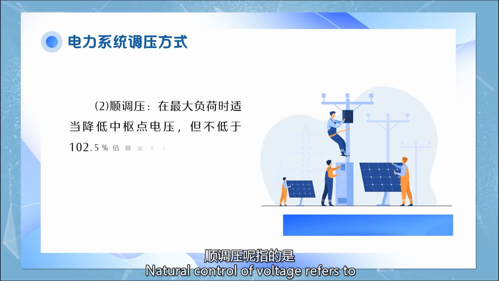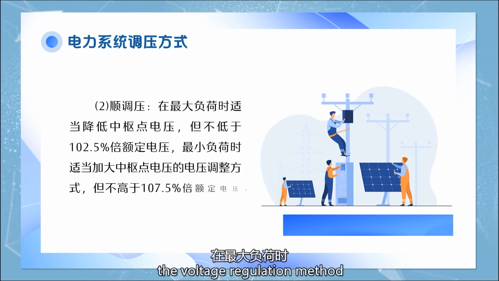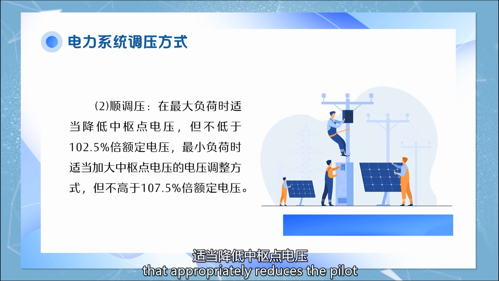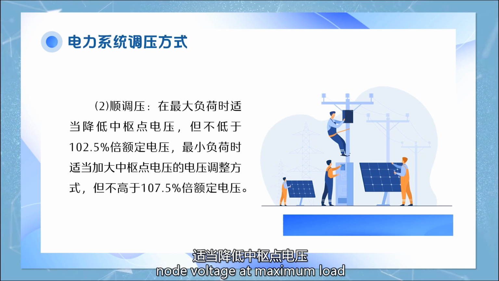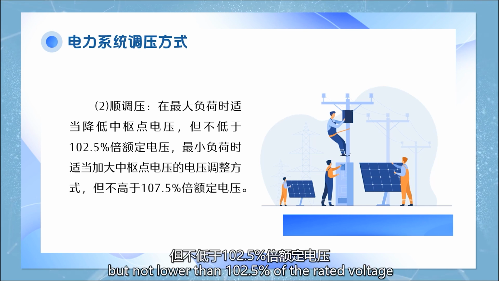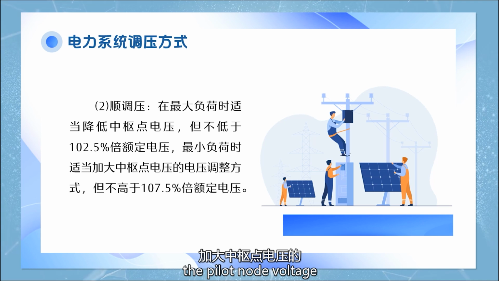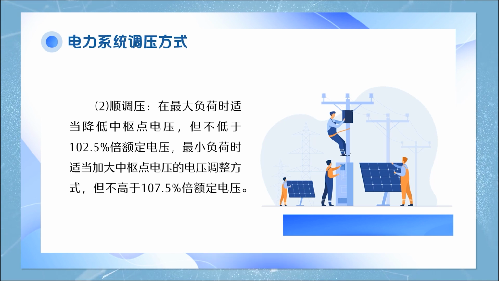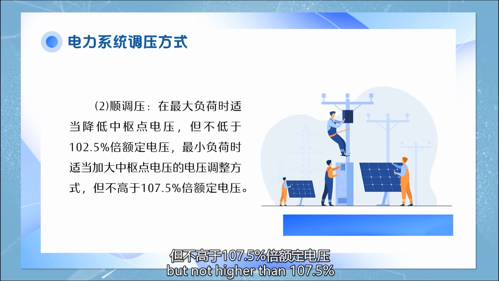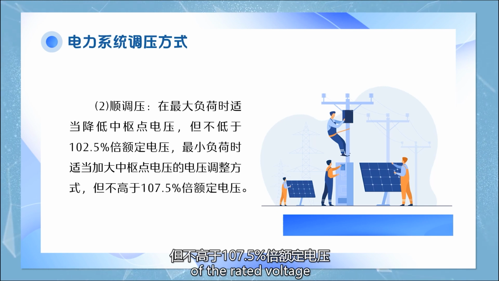Natural control of voltage refers to the voltage regulation method that appropriately reduces the pilot node voltage at maximum load, but not lower than 102.5% of the rated voltage, and appropriately increases the pilot node voltage at minimum load, but not higher than 107.5% of the rated voltage.